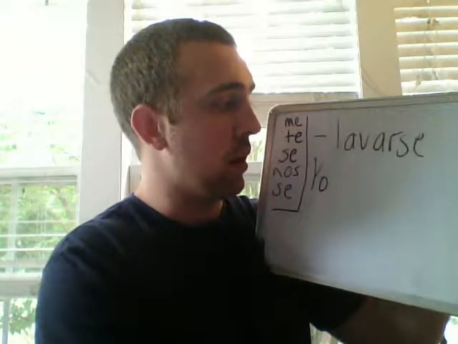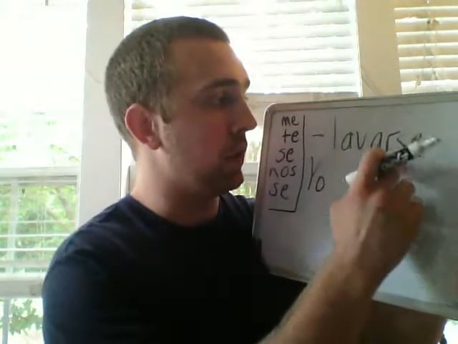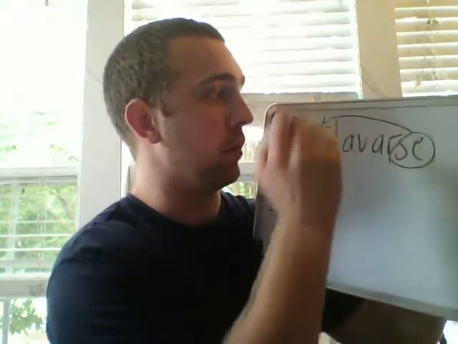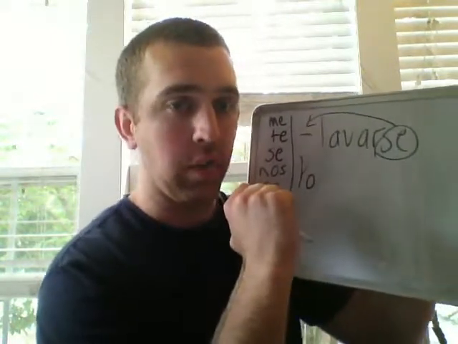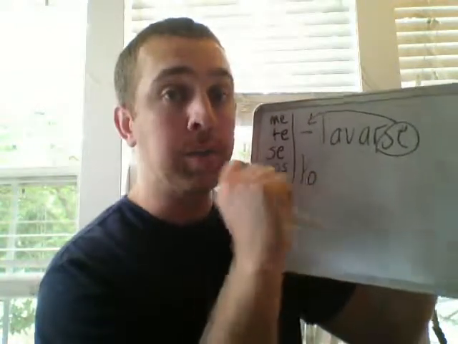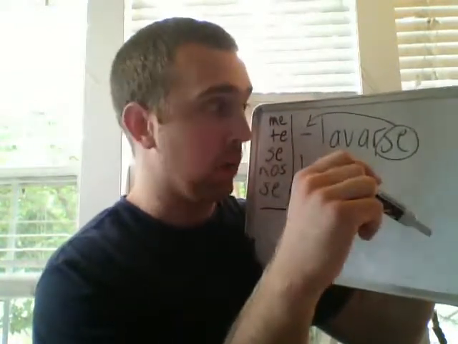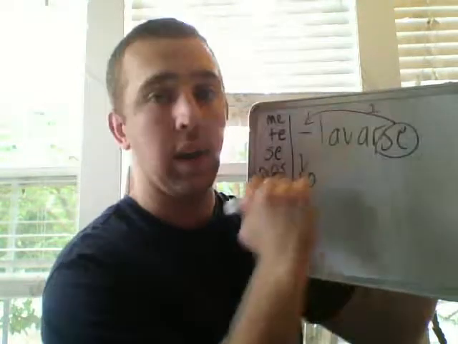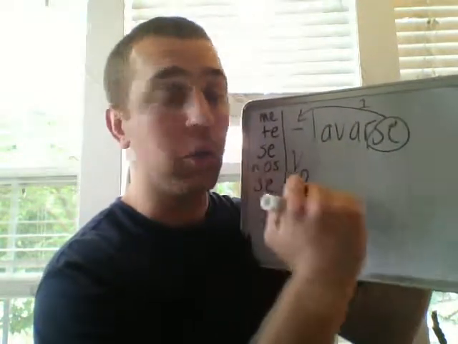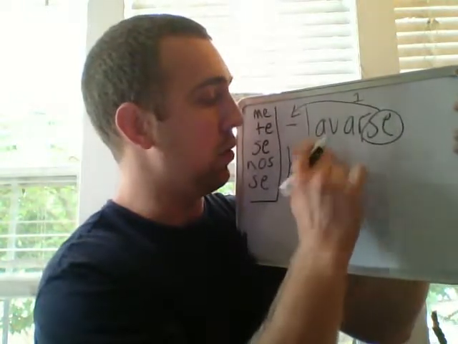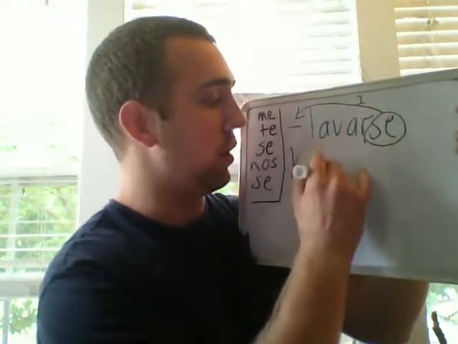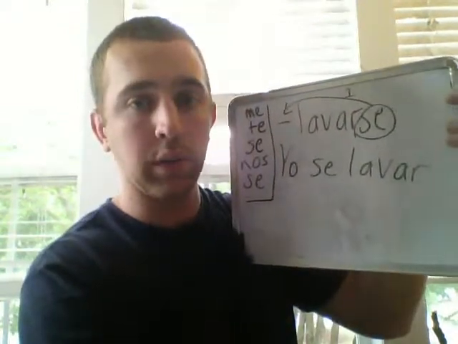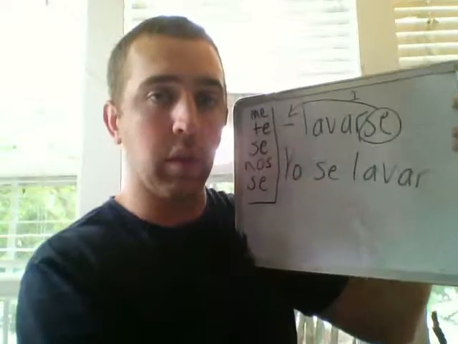The first step is I'm going to move this SE to the front. I'm going to move it out front. That is step 1. If you're taking notes, I might pause it right now and write, if you're writing or typing notes, write that step 1 is to move that SE out in the front. And if we do that, you'll notice I got yo se lavar. That's what I have as soon as I move the SE out front.